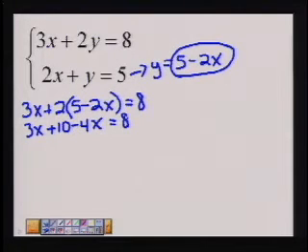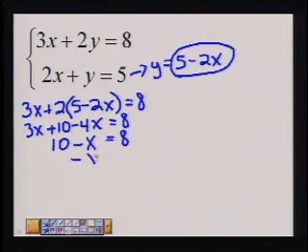Again, I have some like terms. 3x minus 4x is just minus 1x, so I have 10 minus x equals 8. I can subtract 10 from both sides, leaving me negative x equals negative 2. Dividing both sides by negative 1, I get that x equals 2.